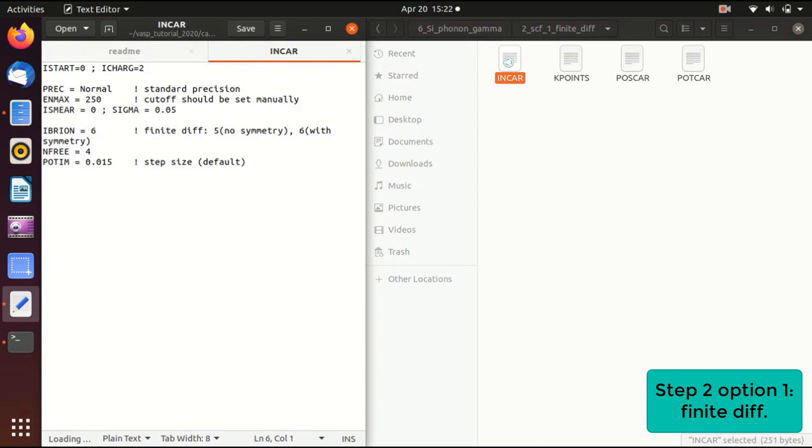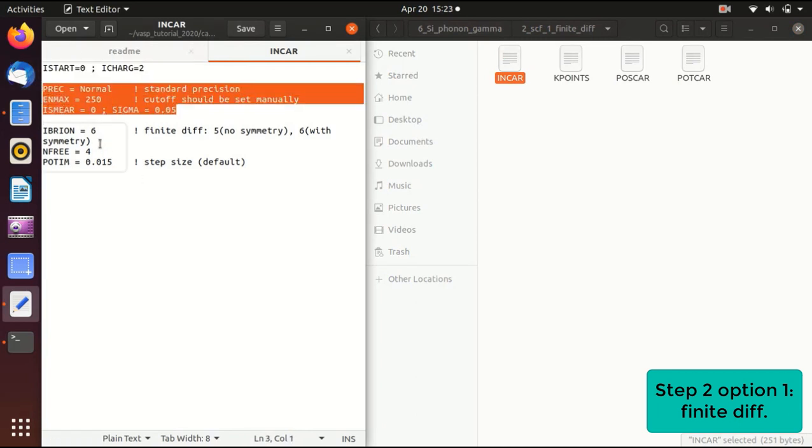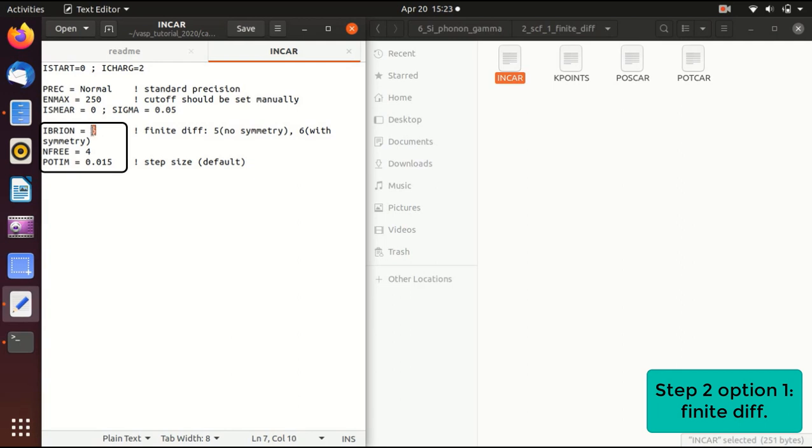And then in the INCAR, we have to change something. We start from scratch, and those are the same, except that here we set IBRION equals 6. For the finite difference, you can choose IBRION equals 5 or IBRION equals 6. And usually 6 is much faster because 6 considers the symmetry and it only calculates the matrix that is irreducible with respect to symmetry. Yeah, and then it fills the other parts of the matrix according to the symmetry. But of course, you can also use 5.